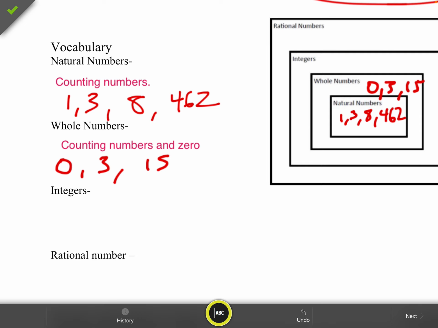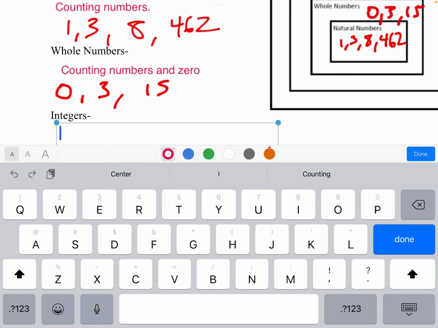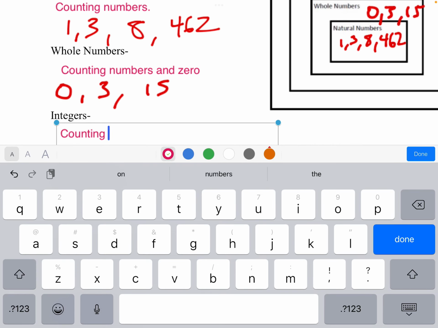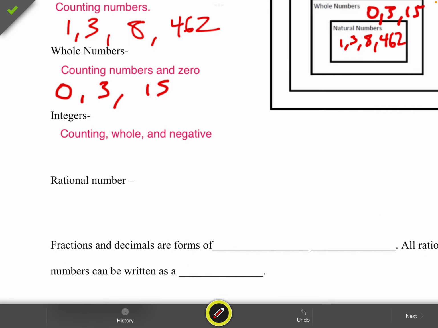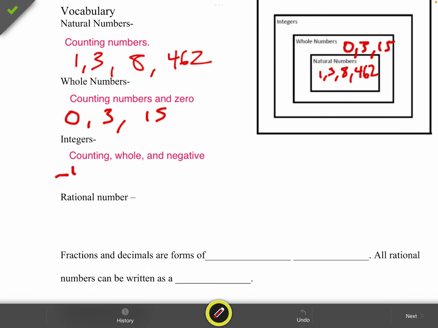Integers. Integers are like that giant number line in front of my classroom that you've all seen. I keep referring back to it. It is all the counting numbers, the whole numbers, and negatives. So I'm going to write counting, whole, and negative. So some examples of this. We have negative 43. We have 18, and we have 47. I'm going to fill that in on my chart up here. So negative 43, 18, 47.